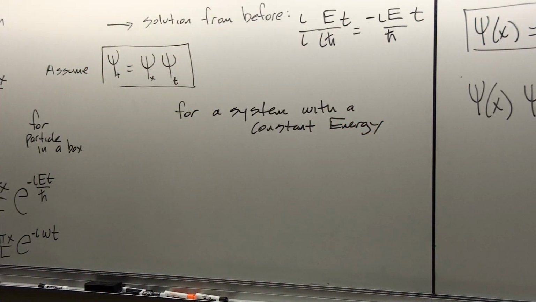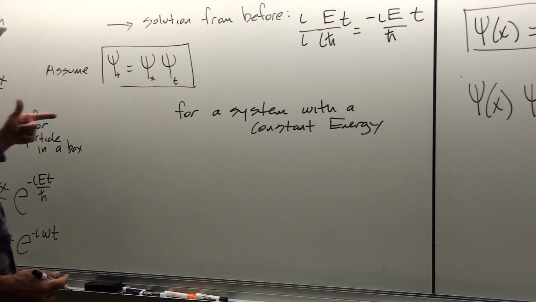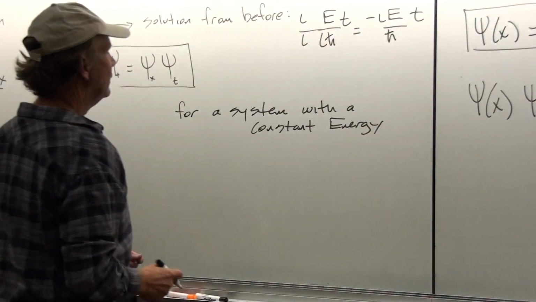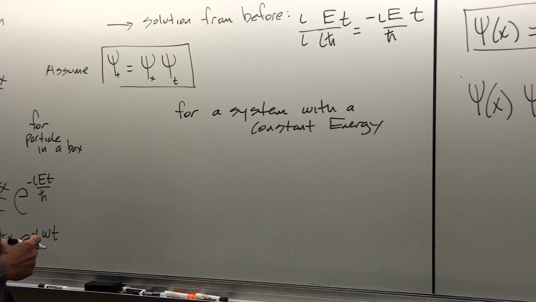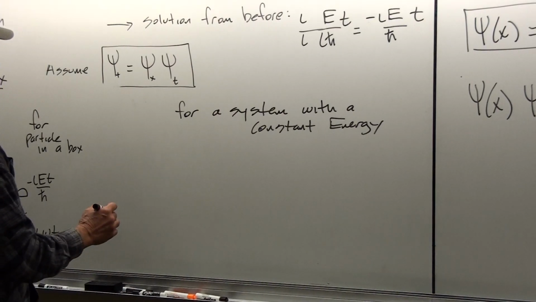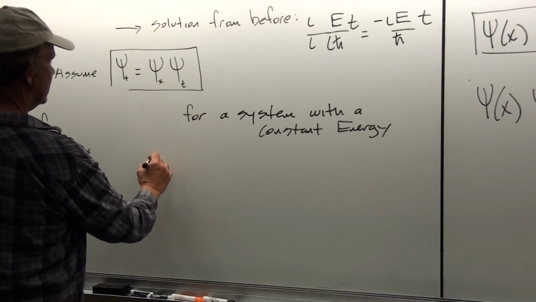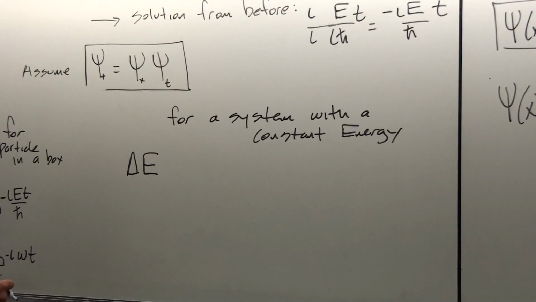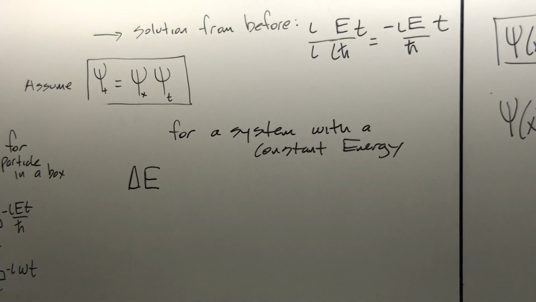Okay, so for example, we might be dealing with a particle in a box, or this could just be an electron that has a constant energy as a free particle that's moving, say, from left to right. Now, if it's got a constant energy, then we should be able to find the variance in E, and that variance in E should be equal to zero.